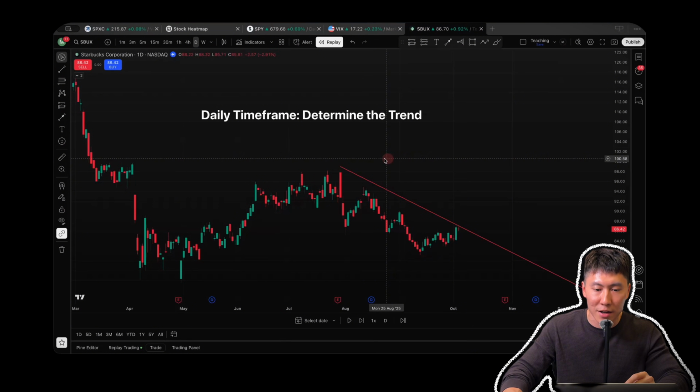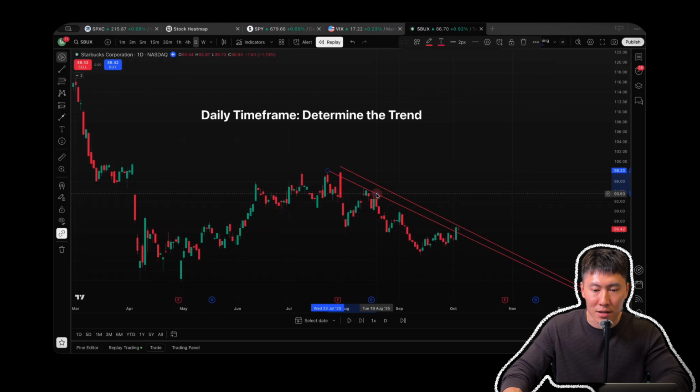Just another reminder that you want to cover all the wicks and not just the body. The reason I'm not drawing the trend line like this is that the trend line goes over all the bodies and the wicks of different candles, so this is not a valid trend line. What you want to do instead is draw a trend line like this just to determine the trend, covering all the wicks and the bodies.